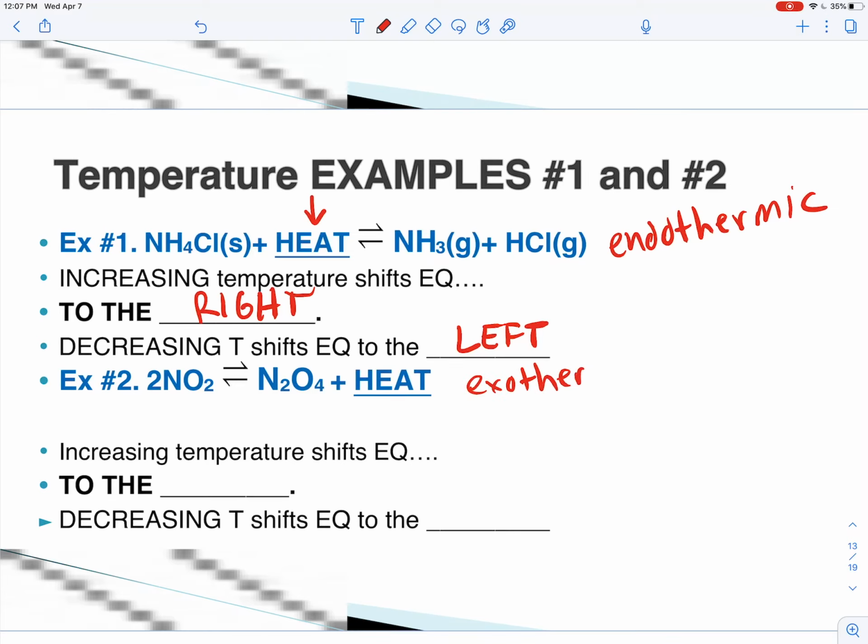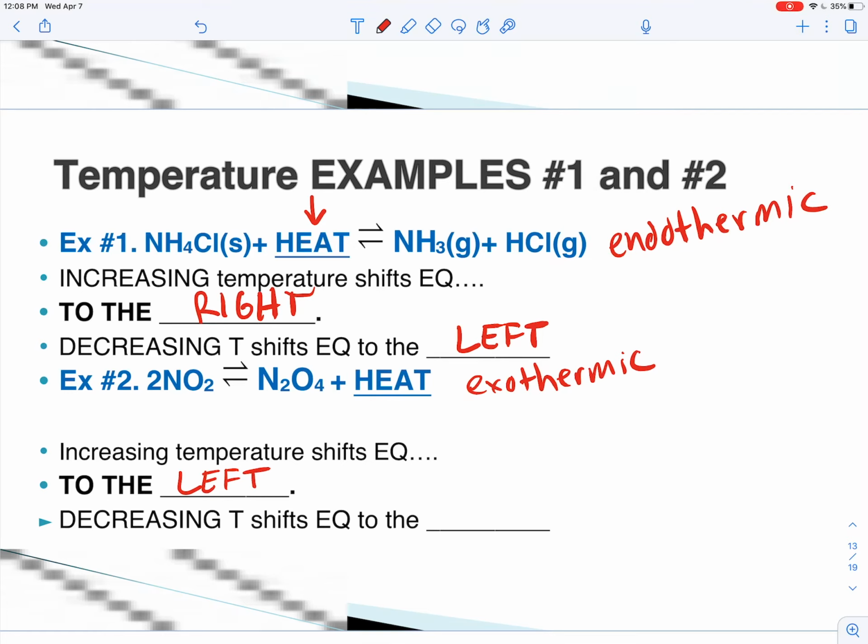For this exothermic reaction, let's take a look. If we increase the temperature, here the temperature is on the right side. So if we increase something on the right side, equilibrium is going to want to form more things on the left side to balance that out. Okay? We need more products to balance that out.